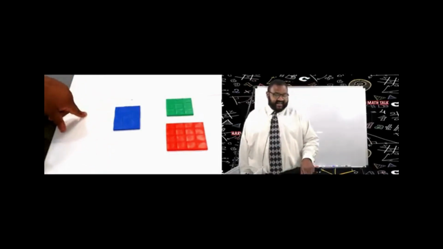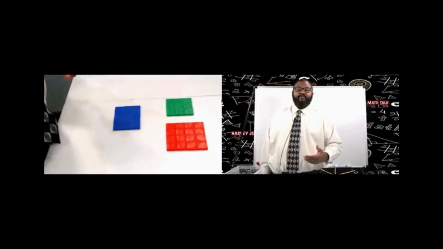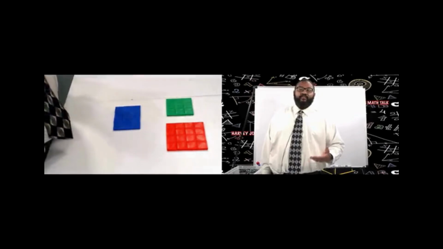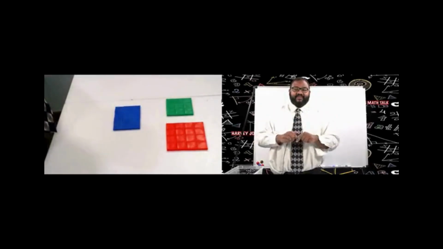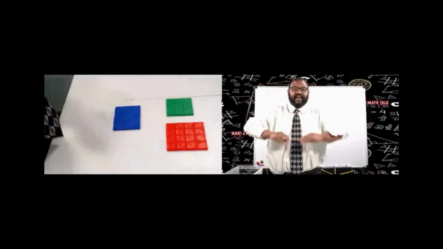On the other side, and I always say this, the opposite of area is the perimeter. Because in my mind, you can't have an area without a perimeter. You can't have a perimeter without an area. Why is that? Just like a picture frame, the outside of it is the perimeter, and the inside of it is your area.